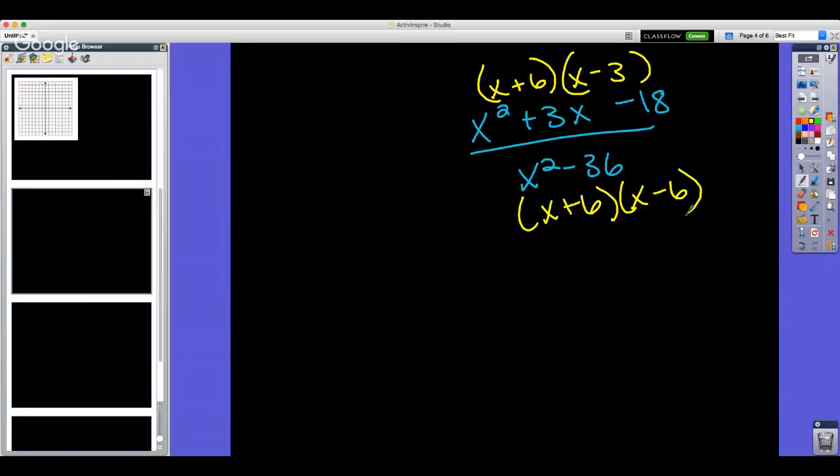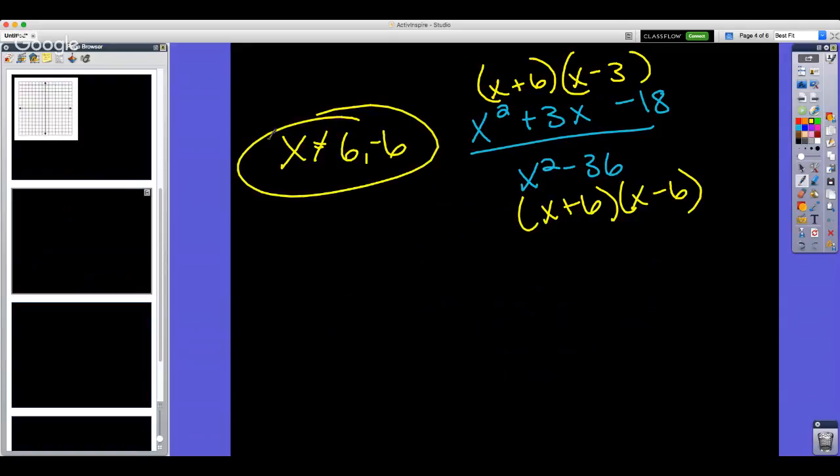Now, tomorrow, or Thursday rather, when you take the test, on the restrictions, I'm requiring you to do restrictions for 4 problems. And I'll tell you which ones, because I list it right there. When you do that, remember you do it before you actually cancel out. So what can x not be equal to here? 6 and negative 6. Yeah, good.